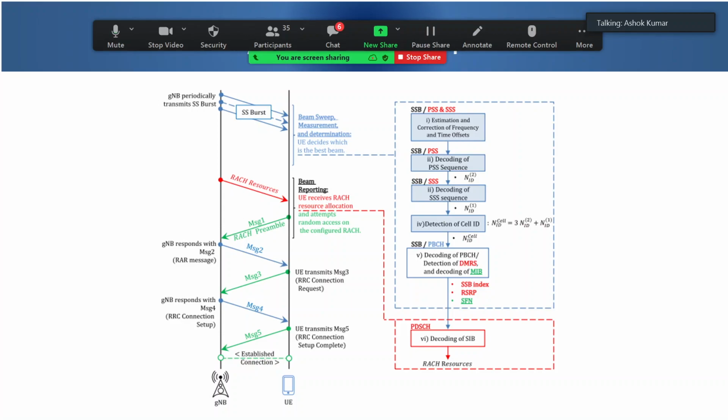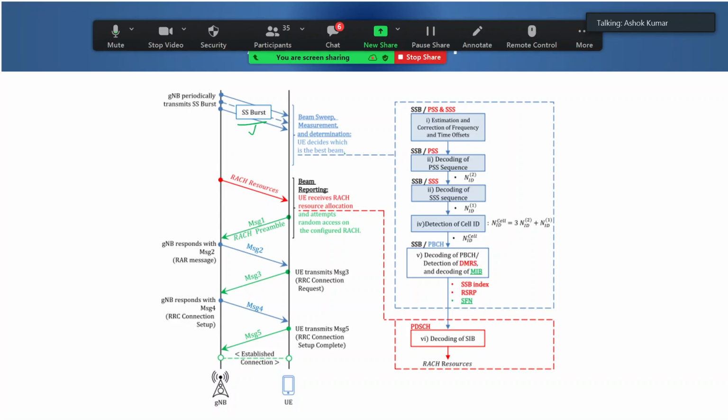I'll just walk through the process, we call it synchronization process, how synchronization takes place. Although there are many other aspects of it, I'll walk you through it very briefly, so that you understand that once your device is able to receive the synchronization signal, what next. Just look at this picture. Initially, your gNodeB is transmitting SS bursts in the periodicity we discussed. We also call it beam sweep.